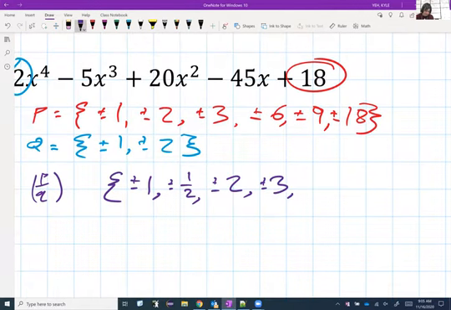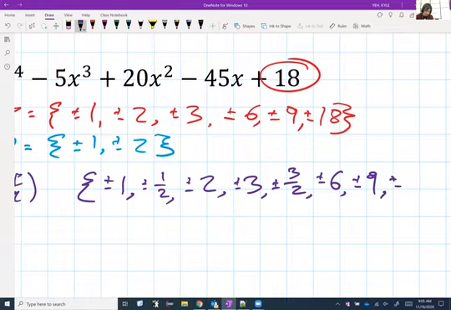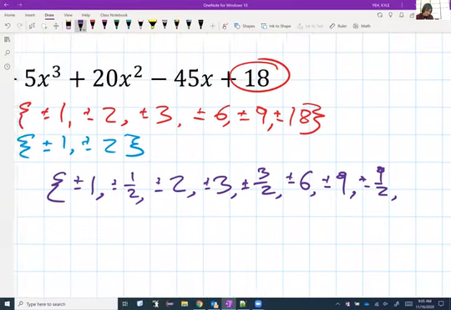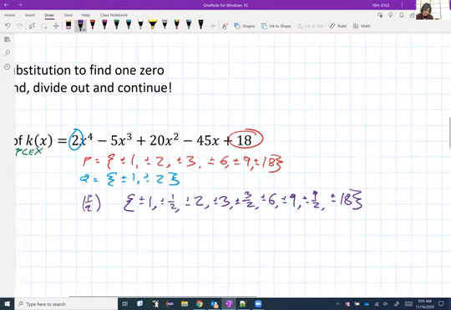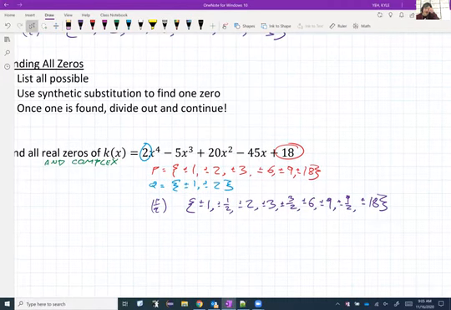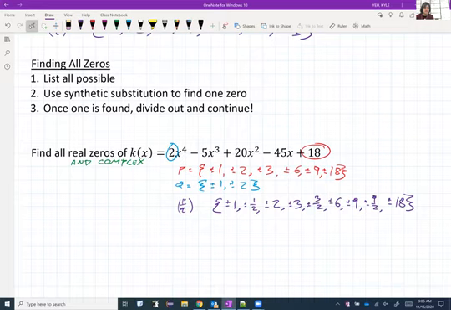Plus or minus 3 over 1, plus or minus 3 over 2, plus or minus 6 over 1, plus or minus 6 over 2 would get me 3, which I already have in the list, so don't need to list it again. Plus or minus 9 over 1, plus or minus 9 over 2, plus or minus 18 over 1, and 18 over 2 would be the same as 9. So that's my list of all possible zeros. Again, way better than infinite. Still maybe more than we like, but way better than infinite. So that was step 1. We listed all the possible zeros.